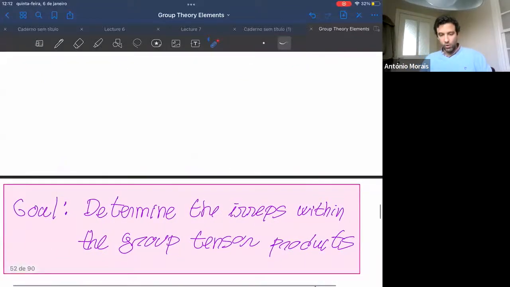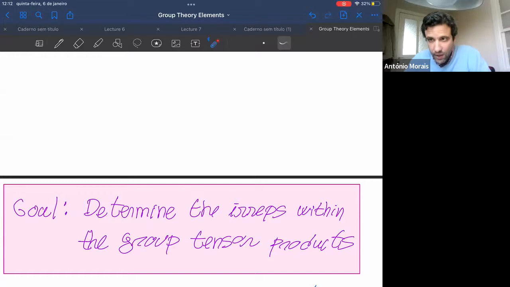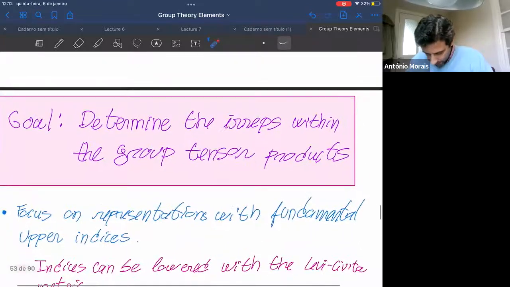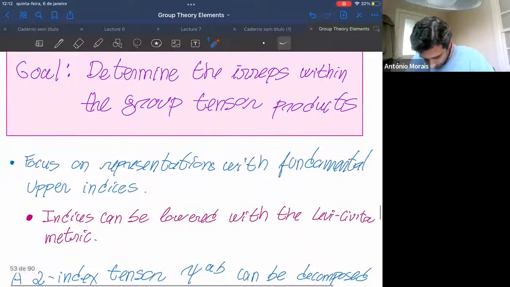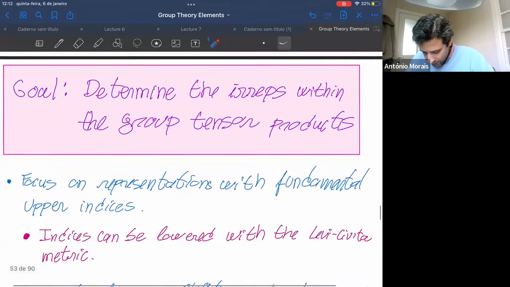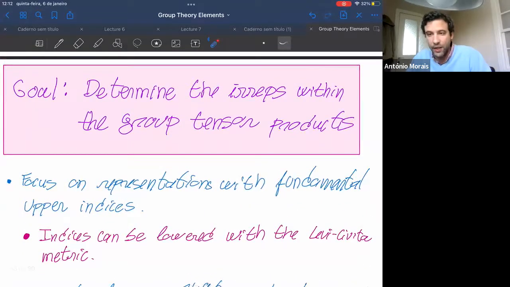So now, what is the goal? The goal is to determine the irreps. Remember, irreps stands for irreducible representation. So it's to determine the reps within the group tensor products. And what do we mean by this? First, we focus on representations with fundamental upper indices. And then indices can be lowered with the Levi-Civita tensor or metric.